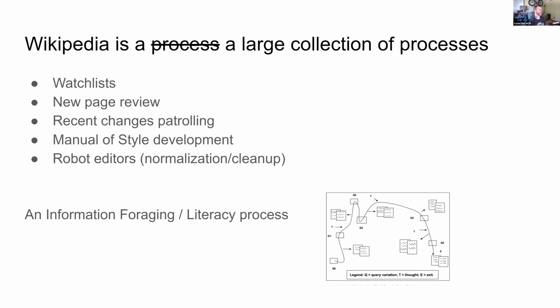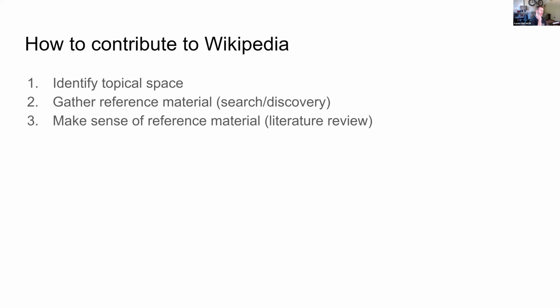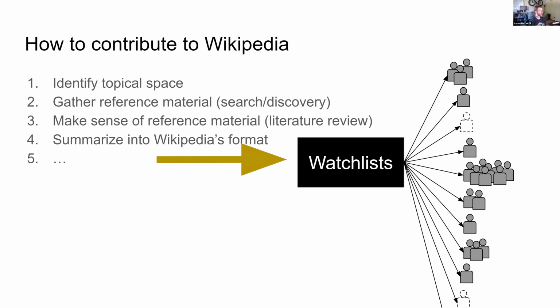And further, Wikipedians themselves, when they're contributing to articles, are following this information foraging literacy process that I described earlier as they gather information, search for new information, figure out what's actually relevant, and contribute that to articles. Essentially, I would argue this information foraging process is roughly: identify a topical space, gather relevant reference material, search and discovery, just like an LLM does in my example earlier, make sense of this reference material, which is largely a literature review, and summarize this into Wikipedia's format.